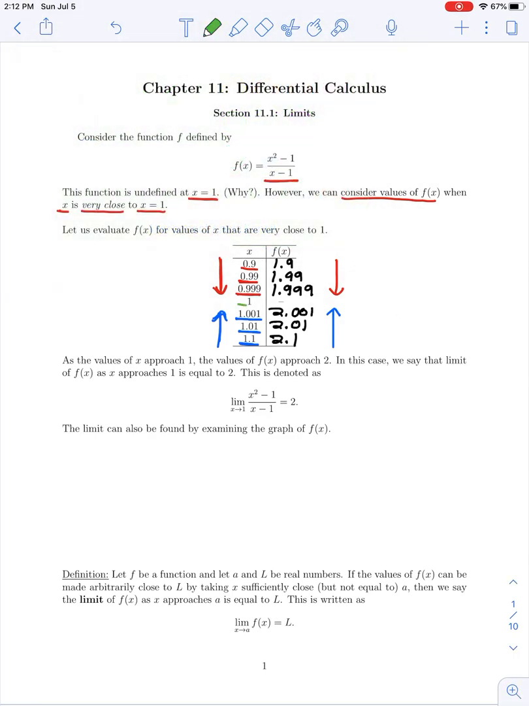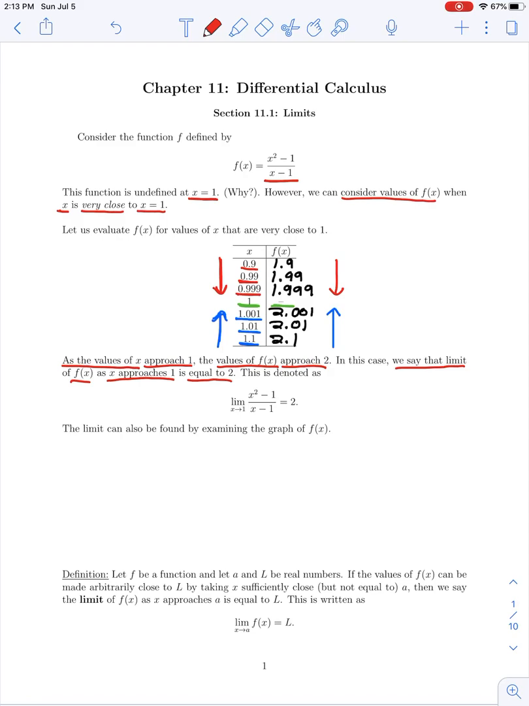Now, when x is actually equal to 1, our function is undefined. It doesn't have a value at x equals 1. However, the values of our function seem to be getting very, very close to 2 whenever x is being made very close to 1. So this is the concept of a limit. We would say, as the values of x are approaching the number 1, the values of our function f of x are approaching the number 2. So in this case, we would say that the limit of our function f of x as x approaches 1 is equal to 2. And mathematically, this has a special notation, so this would be denoted in the following way.